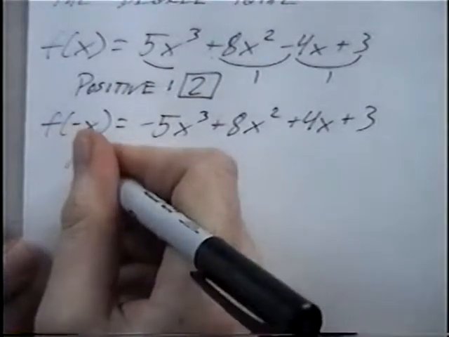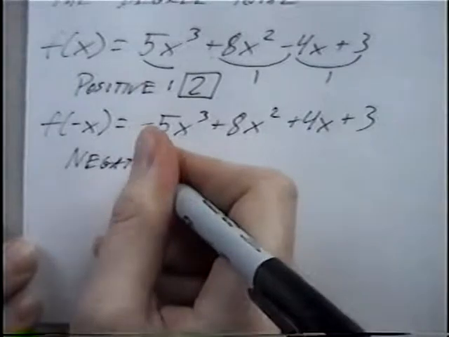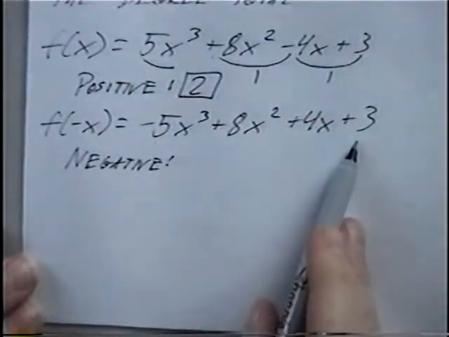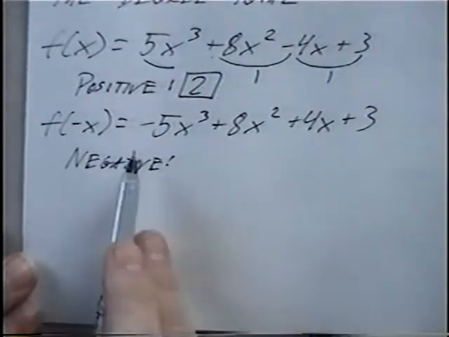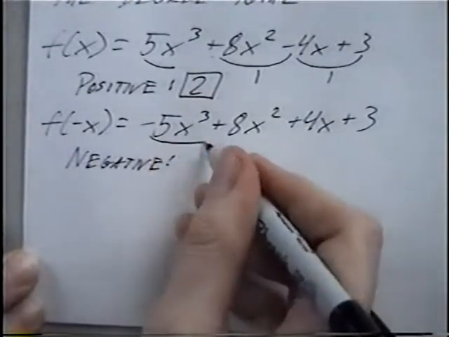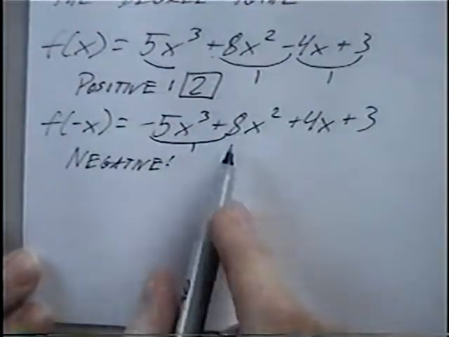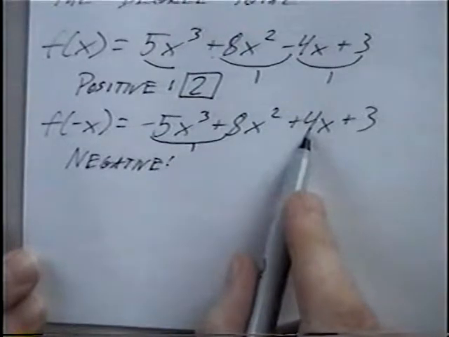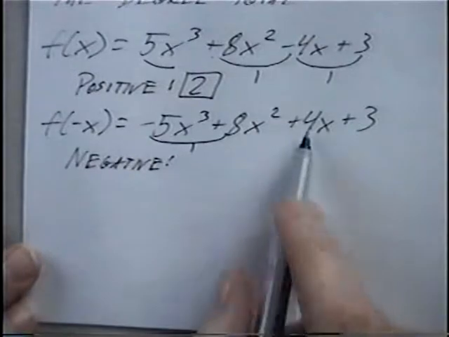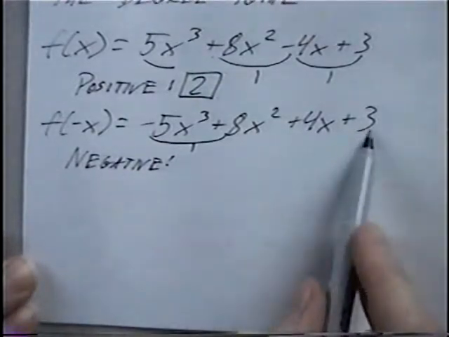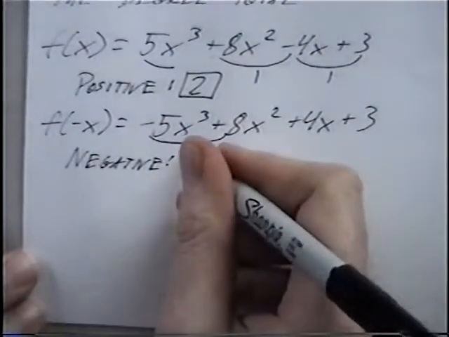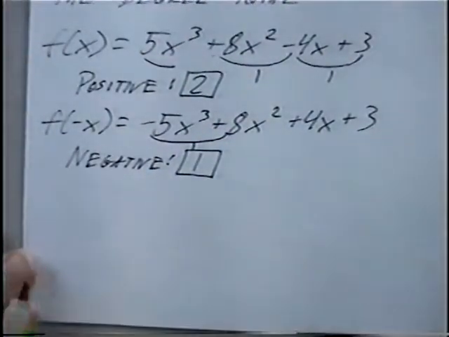And now for the negatives. How many negative zeros are there? Again, count these sign changes, how many times it goes from negative to positive or positive to negative. Negative 5 to positive 8 would count as one sign change. Positive 8 to positive 4 does not count, two positive numbers. And also positive 4 to positive 3 does not change. So there's only one negative, one number that is negative that results in a 0 for this function.